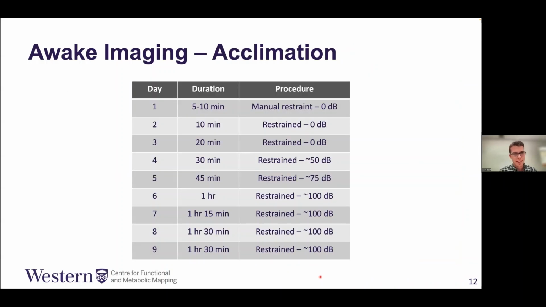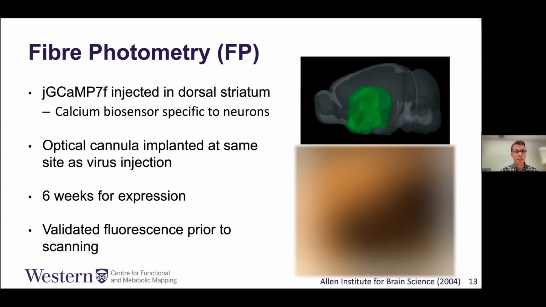And then to address the second challenge of stress, we're implementing, as Ravi was saying, a 9-day acclimation protocol, starting with day 1, just 5 to 10 minutes and 0 decibels of MRI audio, and working our way slowly up to the duration of the actual scan, an hour and a half, and 100 decibels of scanner audio in the background. And this means that the mice have a bit more time to get used to this environment rather than being stressed if we were to just restrain them for the full duration with the MRI noise at the same time. Now on to fiber photometry.